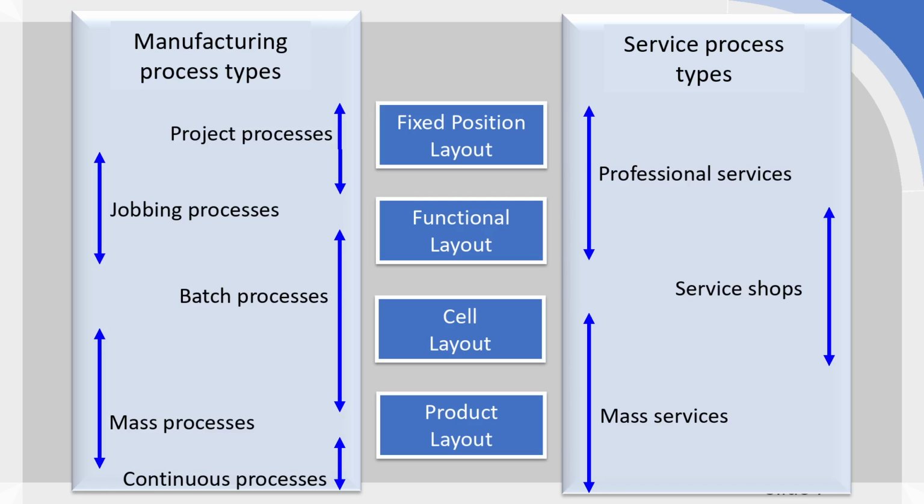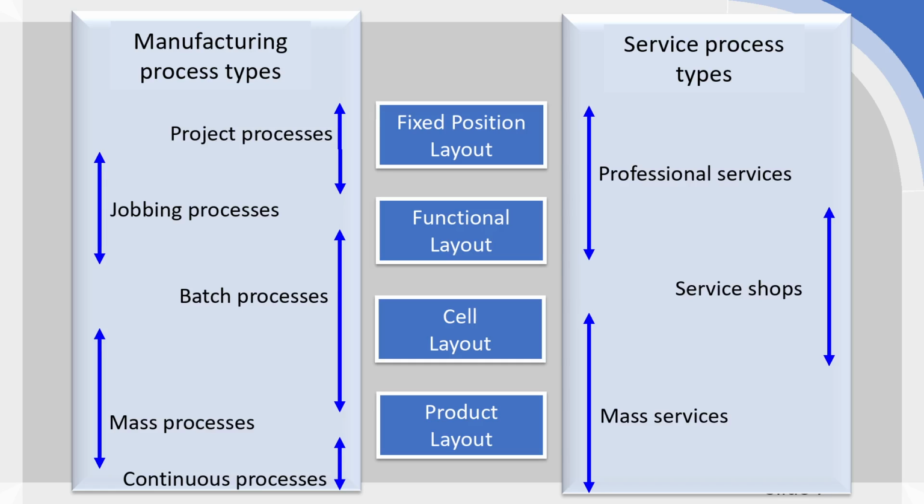So if we just examine first on the left, manufacturing process types, and we go through project processes, jobbing, batch, mass production, and continuous production. And these do align fairly well with our layout types, our basic layout types. So in the order of fixed position, functional, cell, and product layouts. With regards to service processes, this is a little less neat.